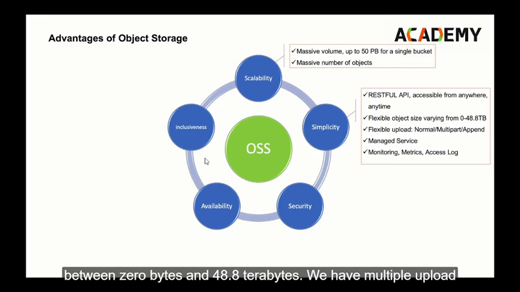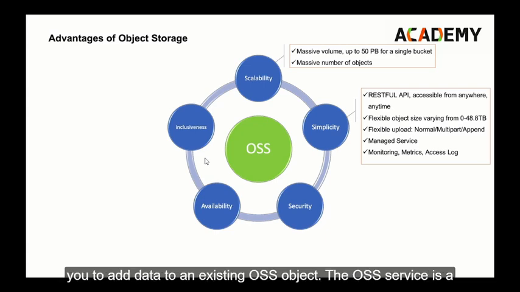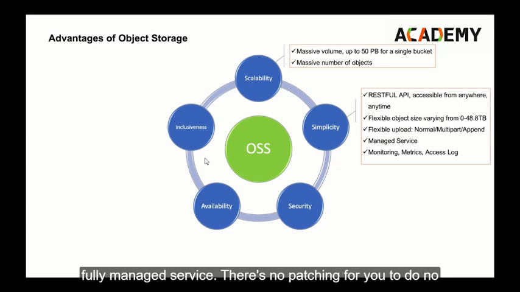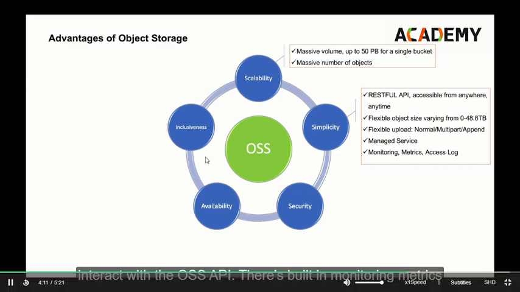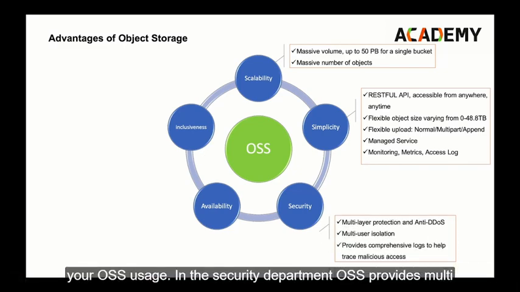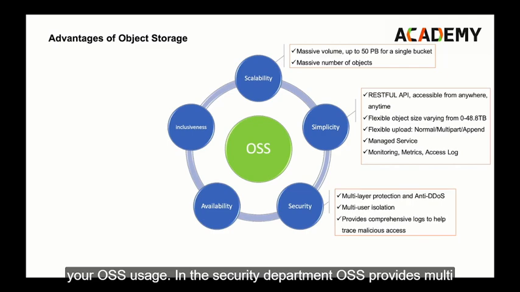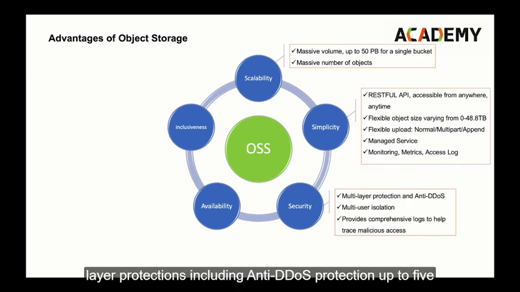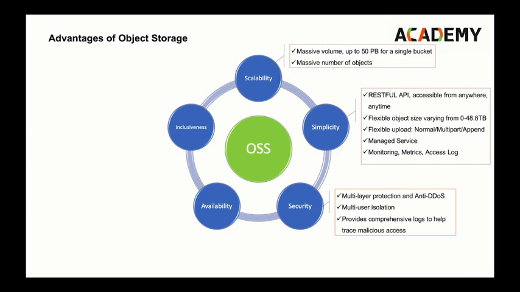We have multiple upload methods: normal upload, multi-part upload, and append, which allows you to add data to an existing OSS object. The OSS service is a fully managed service. There's no patching for you to do, no operating system for you to worry about. All you need to do is interact with the OSS API. There's built-in monitoring, metric support, and access logging as well to help you keep track of your OSS usage. In the security department, OSS provides multi-layer protections, including anti-DDoS protection up to 5 gigabits per second, multi-user isolation, and comprehensive logs to help you trace malicious access.